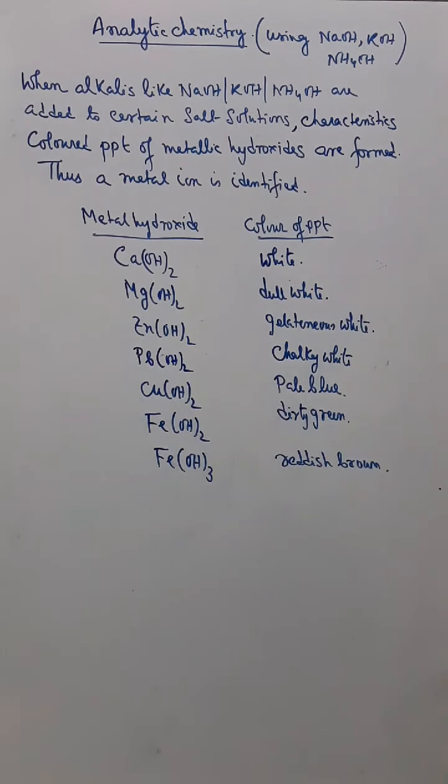Now when alkalis like sodium hydroxide, potassium hydroxide, ammonium hydroxide are added to certain salt solutions, then characteristic colored precipitates of metallic hydroxides are formed. That means those metal ions are identified. Now for example, in a salt you have a positive ion part and a negative ion part. For example, say ferrous sulfate. So ferrous Fe+2 is the metallic part, and the sulfate SO4 2 minus is the non-metallic part.